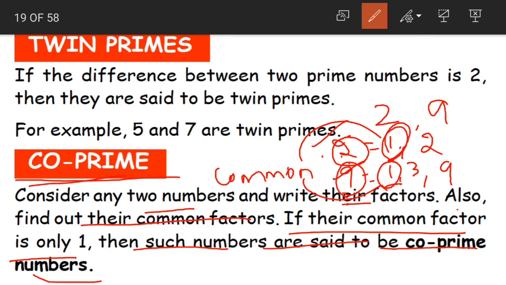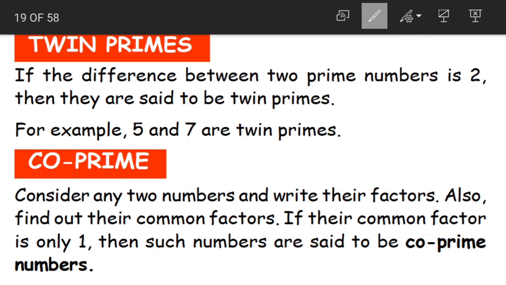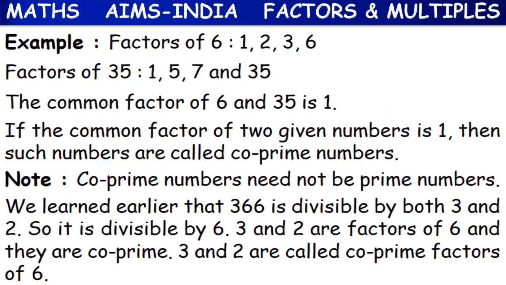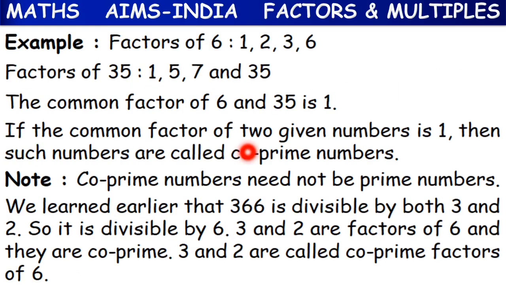What can we call them again, children? Co-prime numbers. Now do not get confused between twin primes and co-primes. See, twin primes are the numbers where both the numbers are prime numbers and the difference is 2. But co-prime numbers, both the numbers need not be prime numbers, but their common factor should be what? Their common factor should only be 1.